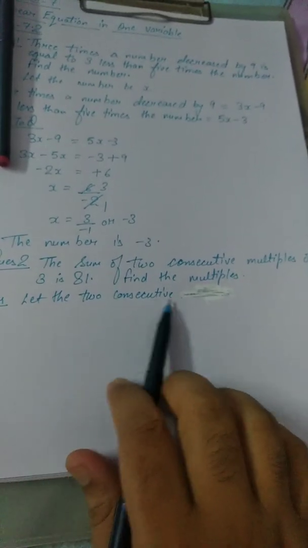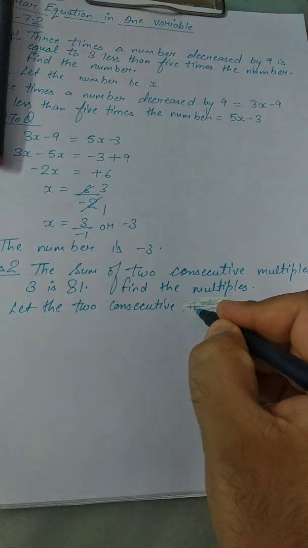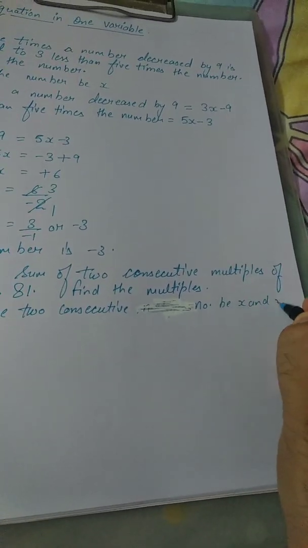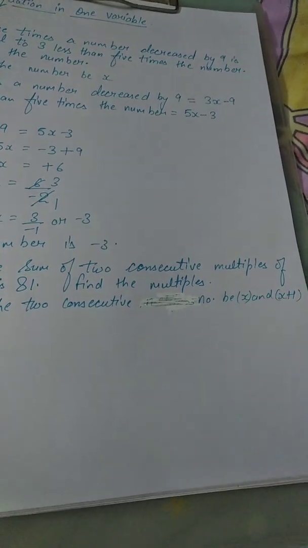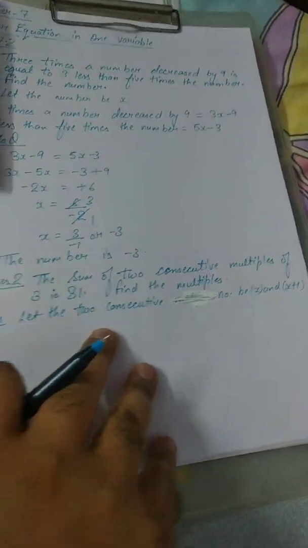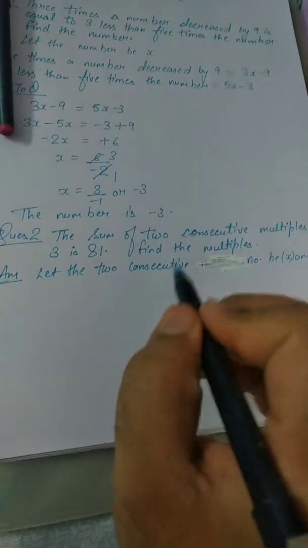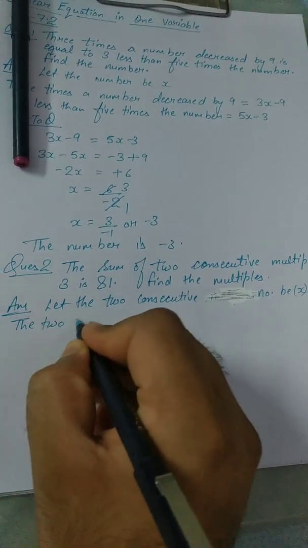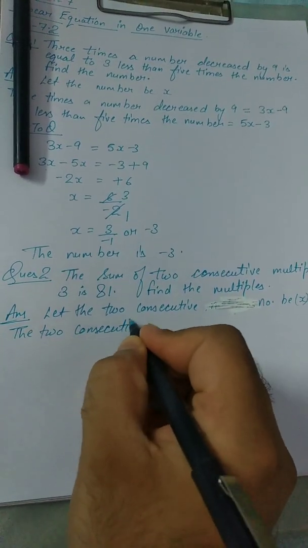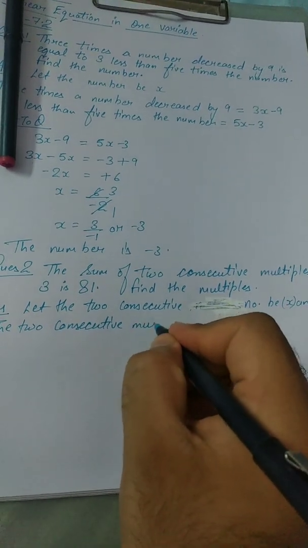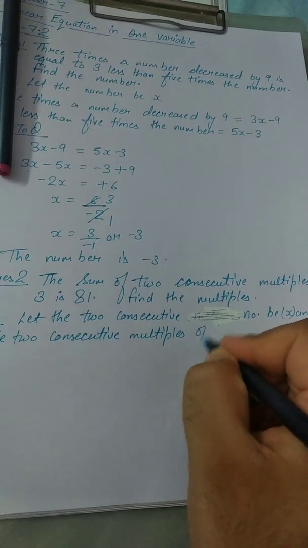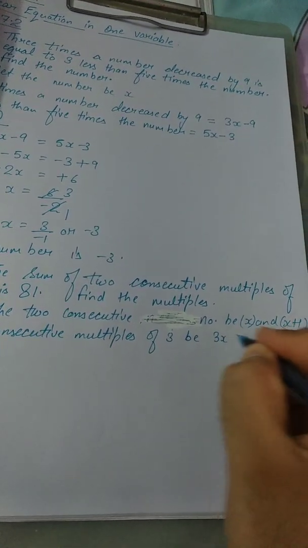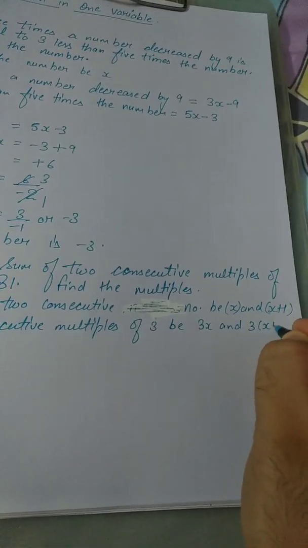Let the two consecutive numbers be x and x plus 1. Right? These are the two consecutive multiples. Now the question says that multiples of 3 होना चाहिए वो. The two consecutive multiples of 3 will be 3x and 3x plus 1.